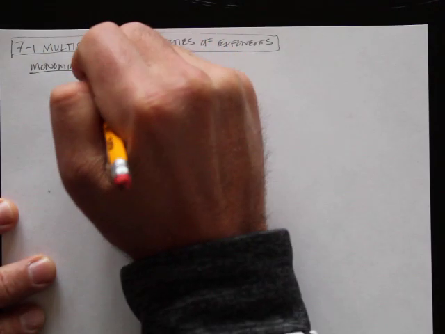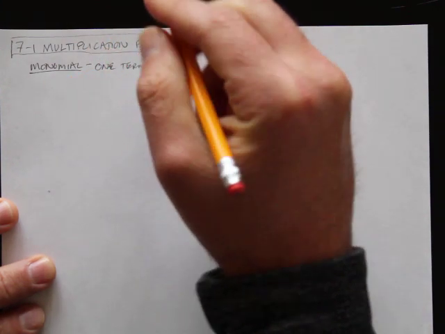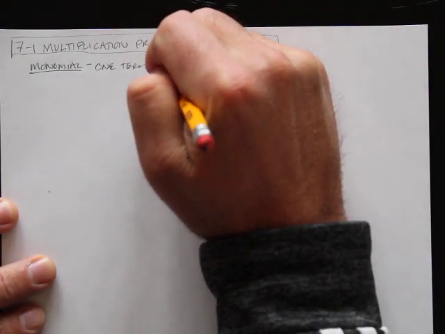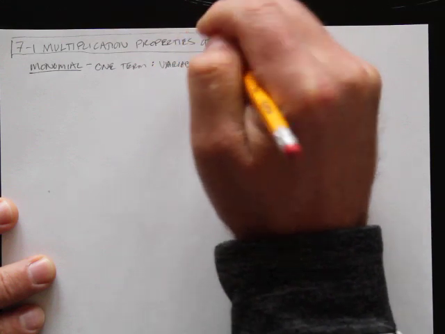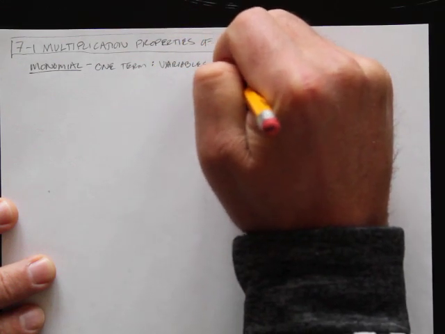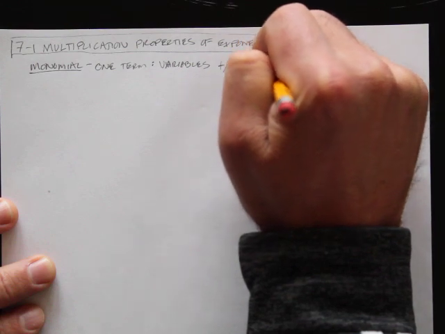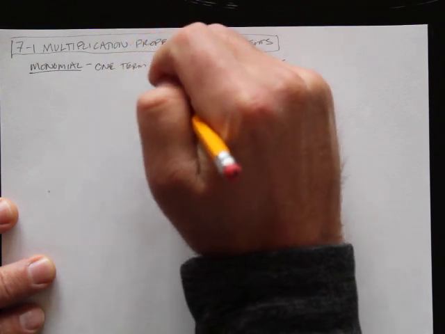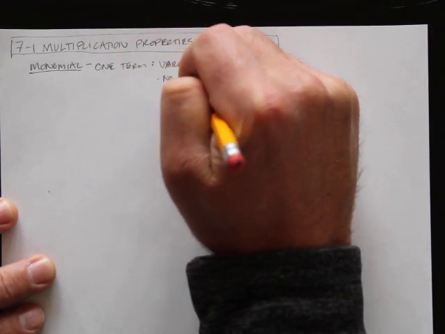A monomial is one term. This term might have variables. It might have numbers and variables, or it might just be numbers. But a monomial has no variables in the denominator.